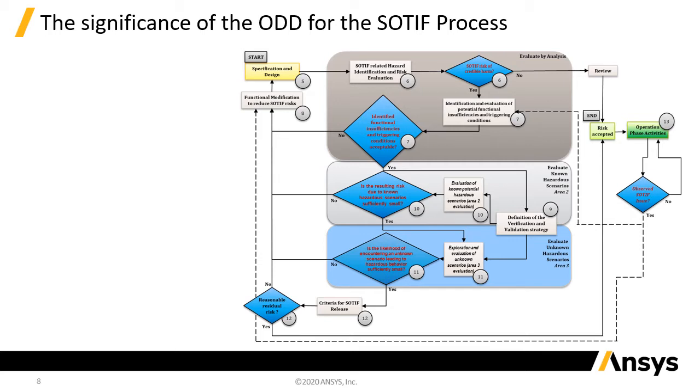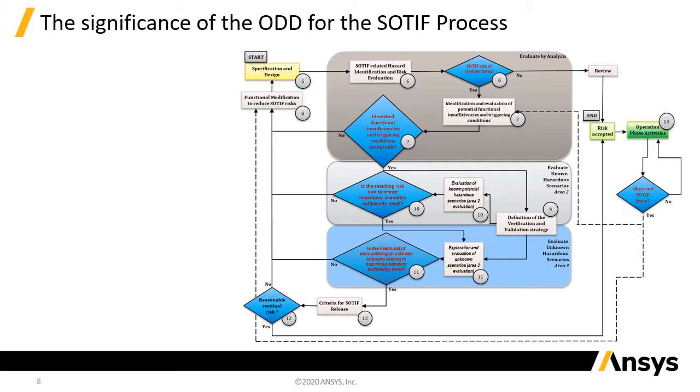So let's see how the ODD can influence the safety process, and when a solid ODD specification can be of huge benefit for a thorough safety process. This is the safety workflow that you see here according to ISO 21448, the SOTIF standard. So we have some activities outside of the safety cycle, which is specification and design, and later continuous improvement and modification. And then we have three main cycles.